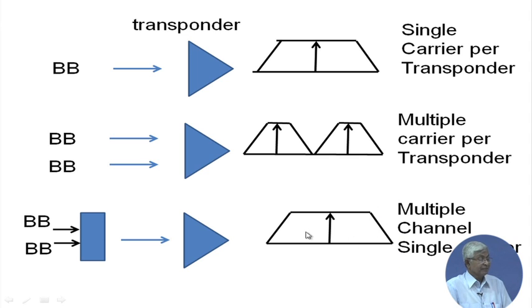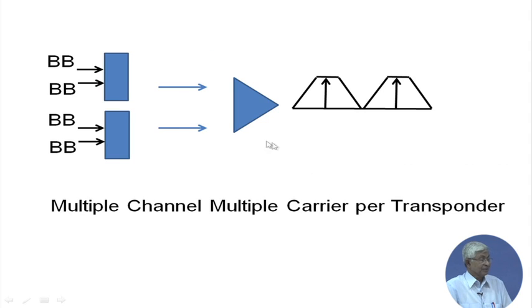It is possible that multiple channels in multiple carriers is also there. So, there could be two carriers, two separate operators sharing one transponder, and each of them is transmitting a multiplexed signal, could be TV or voice or sound or anything. So, in this case the transponder is carrying two carriers and both the carriers are multiplexed. So, it is multiple channel multiple carrier per transponder. There are some forms of definitions.